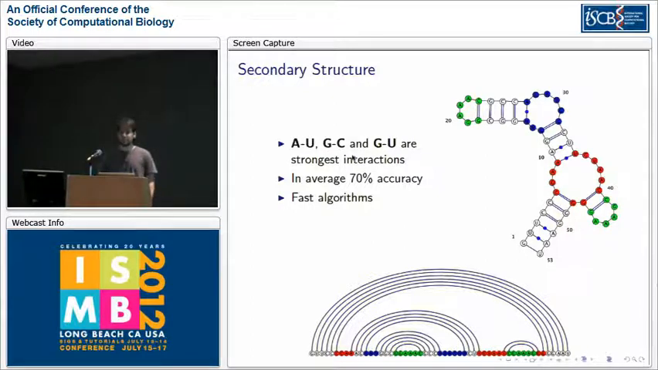And in the past decades, algorithms have been developed, really fast algorithms when you don't consider pseudoknots, and they have in the best case around 70% accuracy, which is not that bad. Of course, this is always the best case. It turns more around 60% in a more general prediction.